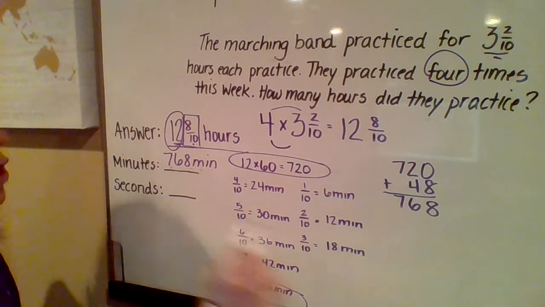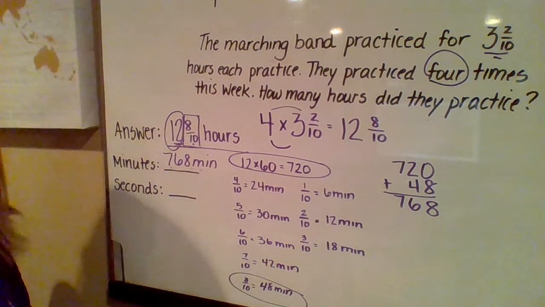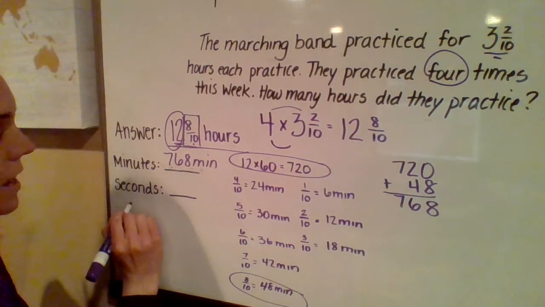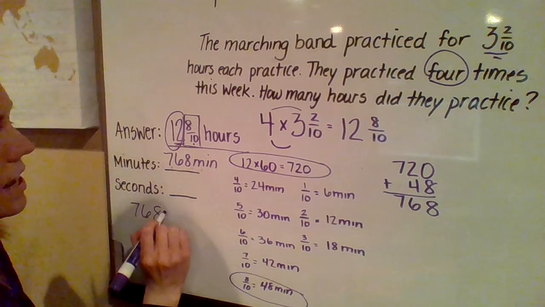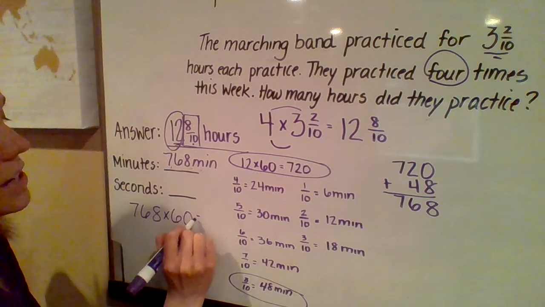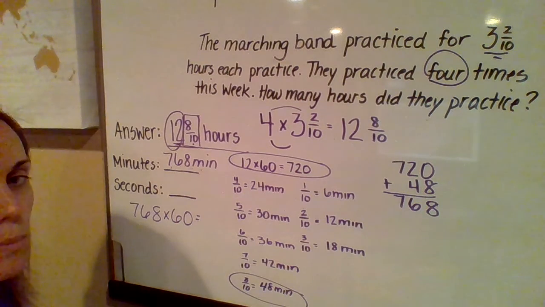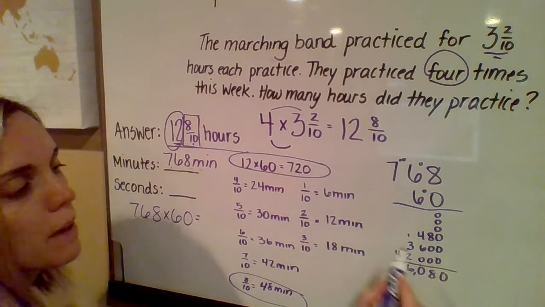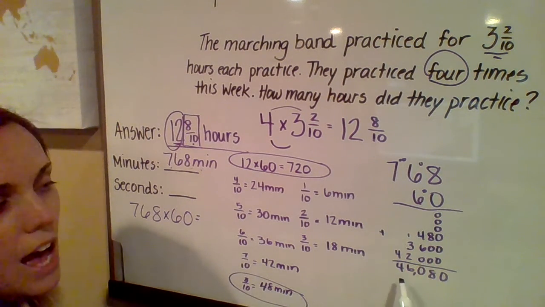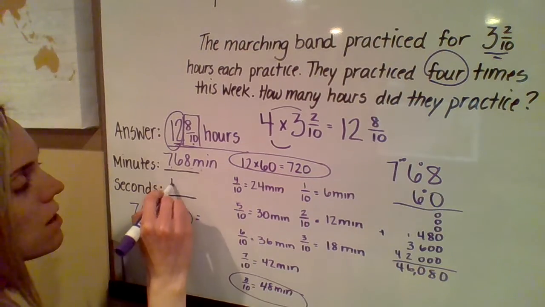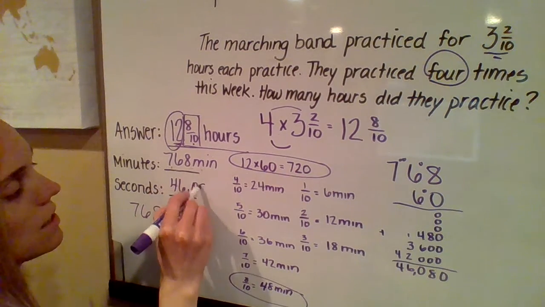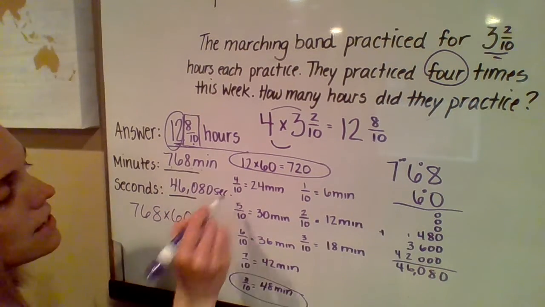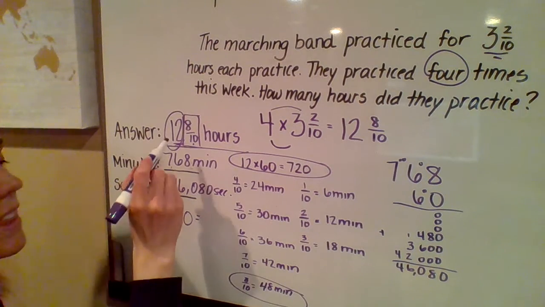Now we have to convert 768 minutes into seconds, which isn't bad because I would do 768 times 60 because there are 60 seconds in a minute. Please solve that. So I did the work here. You may have done it a similar or different way. I got 46,080. 46,080 seconds.